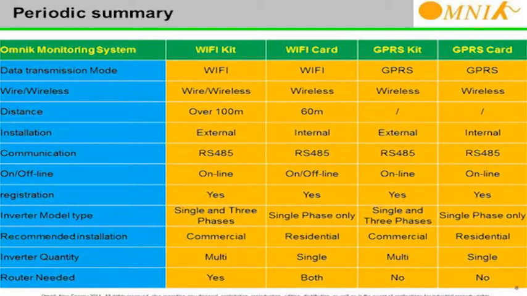Okay, here is a periodic summary. Considering the advantage of the different monitoring devices, here are some recommendations for different PV projects. For the residential PV projects, we recommend the card, including the Wi-Fi card and the GPS card, because it has been integrated with the inverter and has good protection. We have IP65 protection of the inverter, so it's better for a residential project. And for the commercial projects, I recommend the kit, including the GPS kit and Wi-Fi kit. So it's more economic, but all of it is optional, depending on the customers.